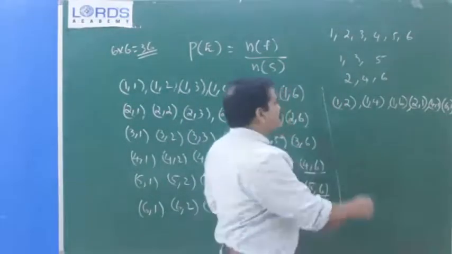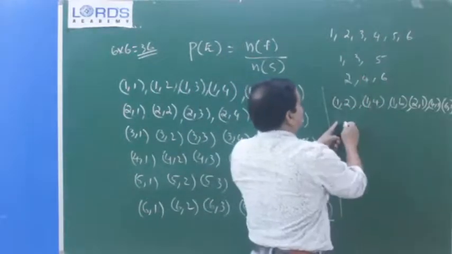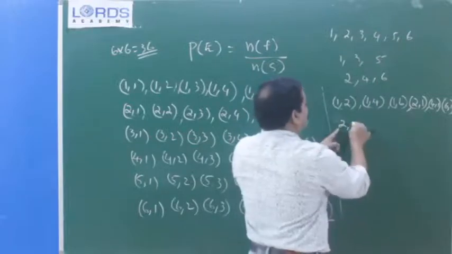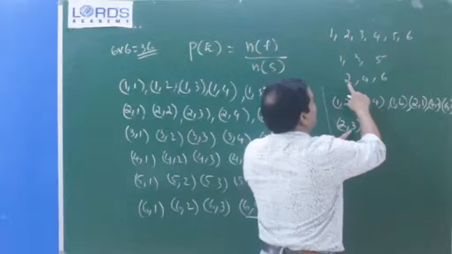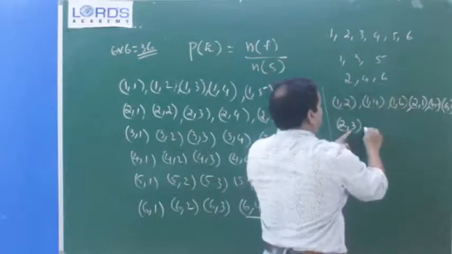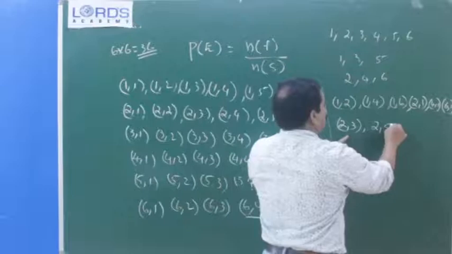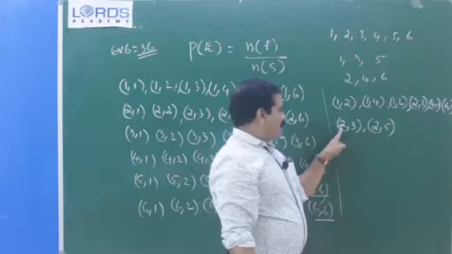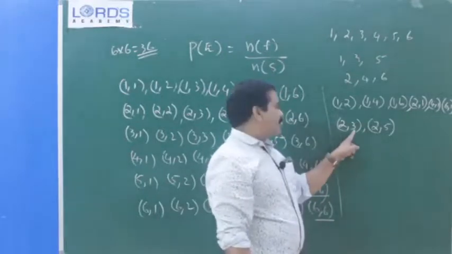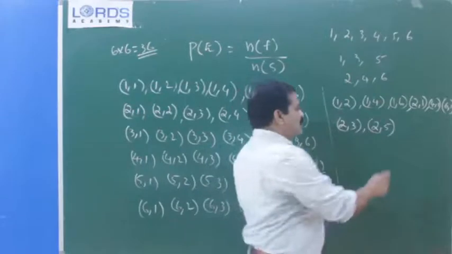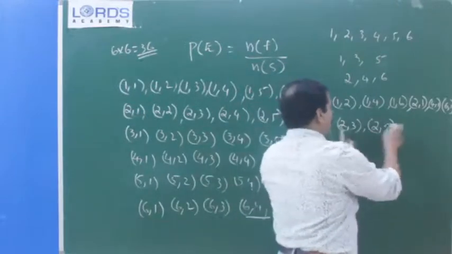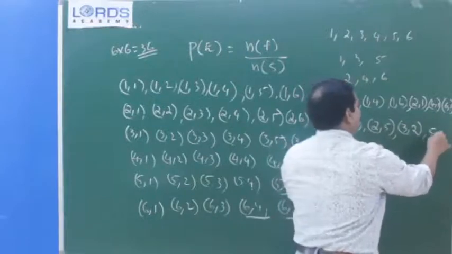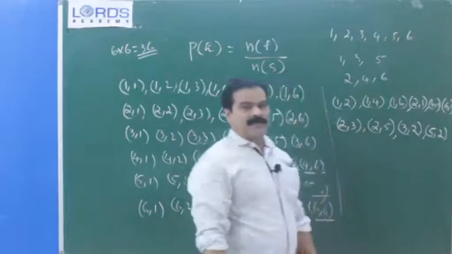The next you can take 2, 3. Sorry, 2, 1 is already there. So 2, 3, then 2, 5. This will satisfy the condition: one side is a multiple of 2, the other side is an odd number. Then the reverse order also you can take: 3, 2, then 5, 2.